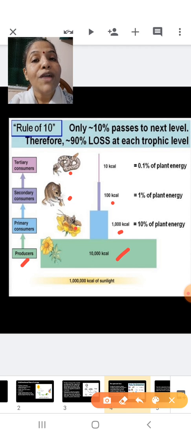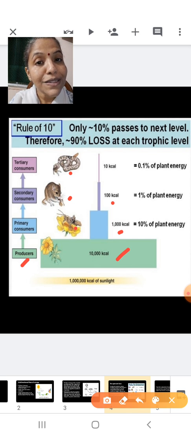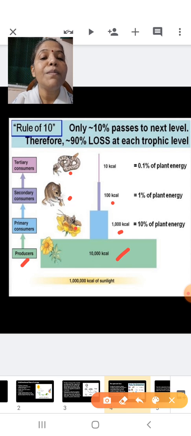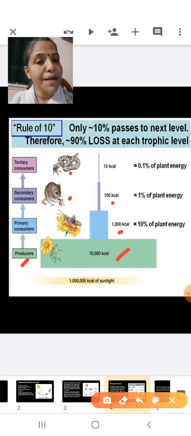Correct. And now you have understood why it is only 10% which is moving, because when an animal is having the energy from the food, that entire energy will not be passed on to the next trophic level, because it will be utilizing some part of it for its own growth and maintenance. And when converting it from one form to another form, definitely some amount of heat is lost. Okay. So rule of 10%, only 10% passes to the next level. Therefore 90% loss at each trophic level.